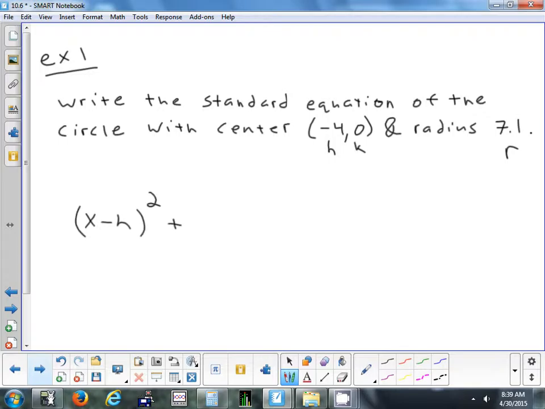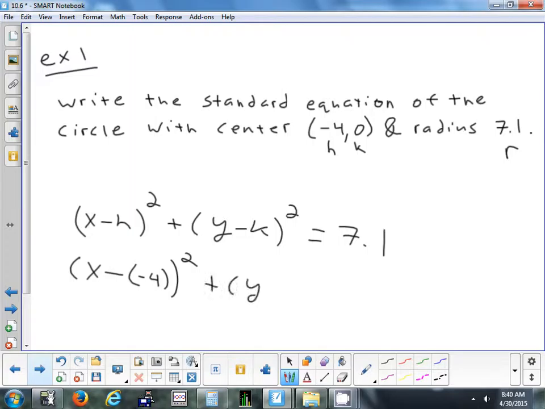x minus h squared plus y minus k squared equals 7.1. All right, so we have x minus, now look at h. H is negative 4. Be careful when you have these 2 minuses together. One of the minuses comes from the formula. The other is a negative coming from the number. We'll talk about that in 1 second. Now you have y minus k. K is 0. Equals, oops, sorry, I meant to write r squared. Now I'm going to plug in r.